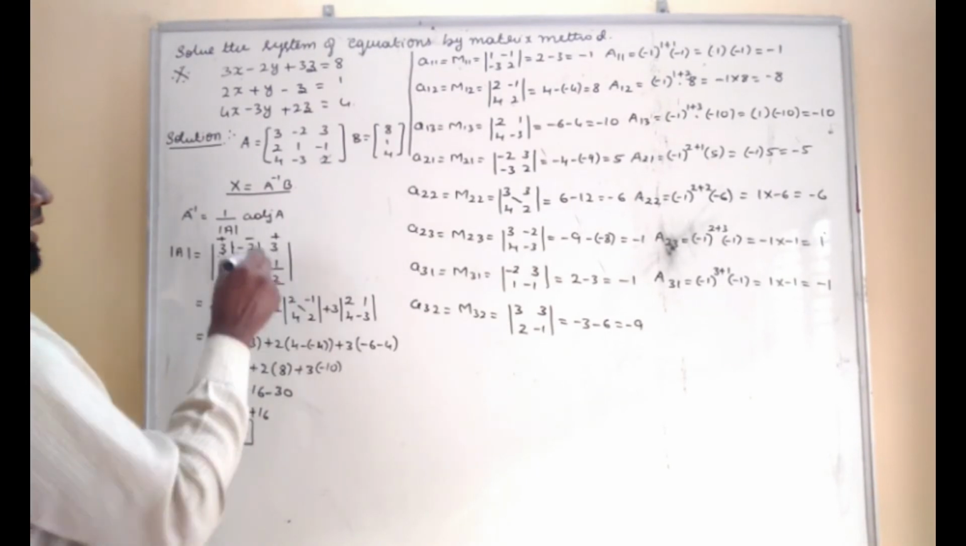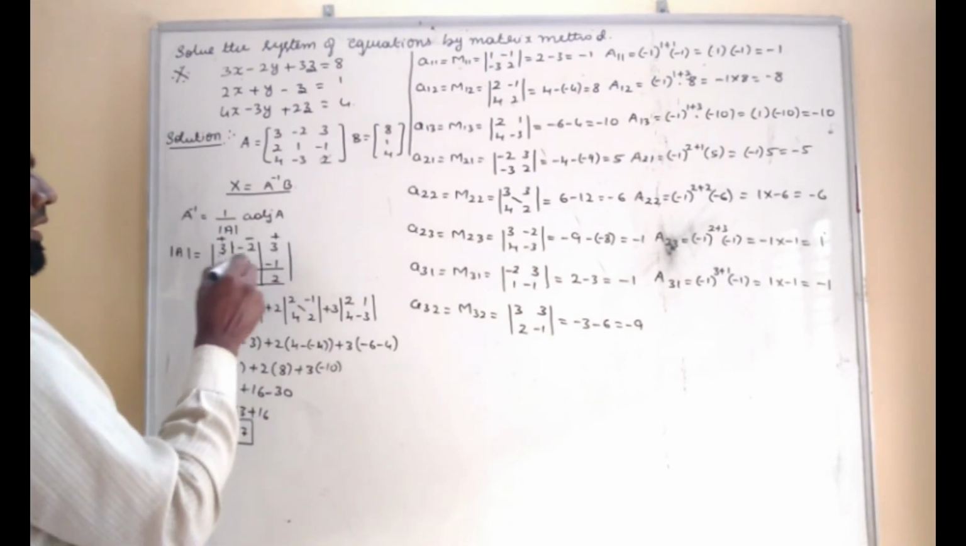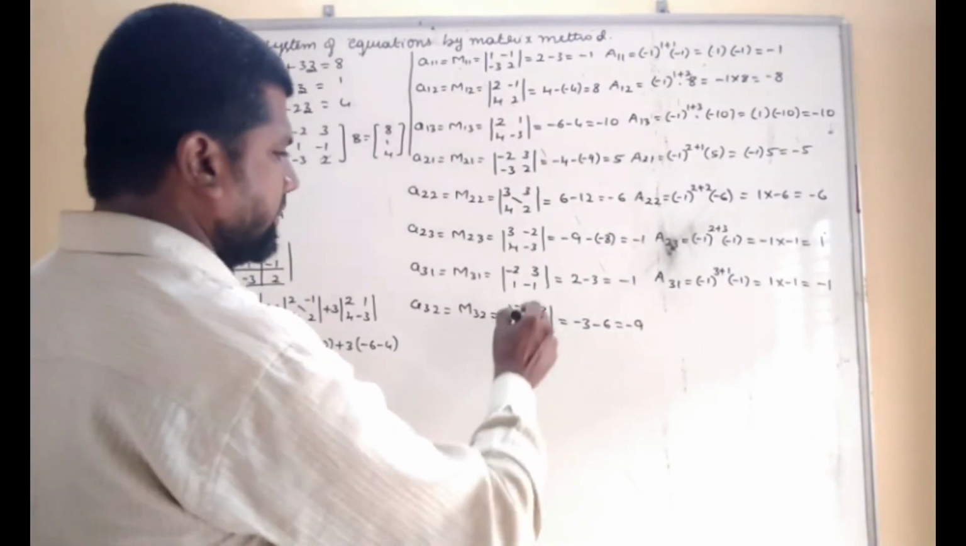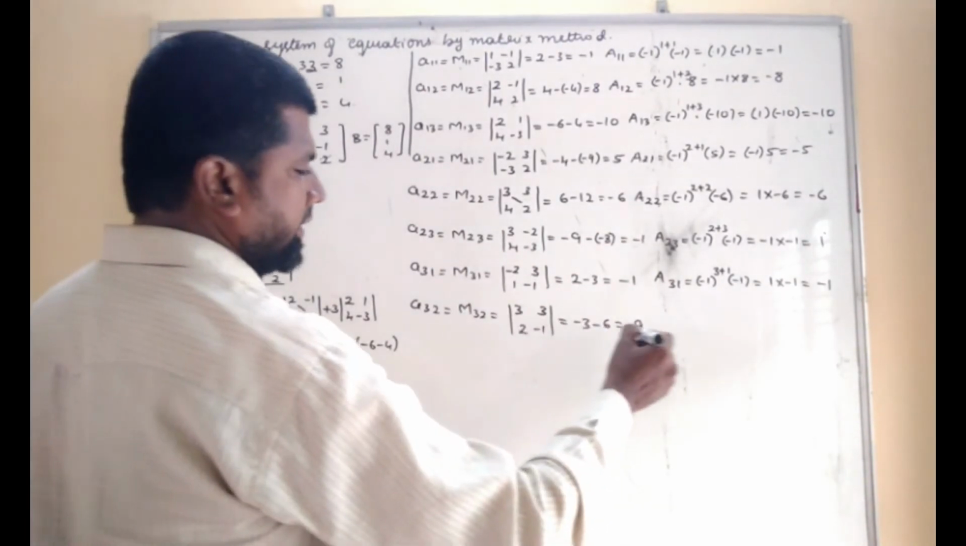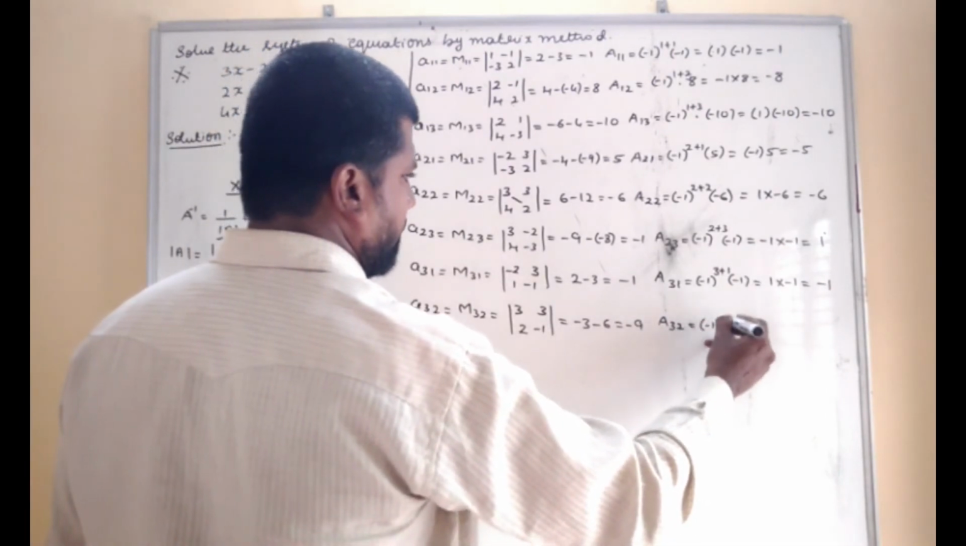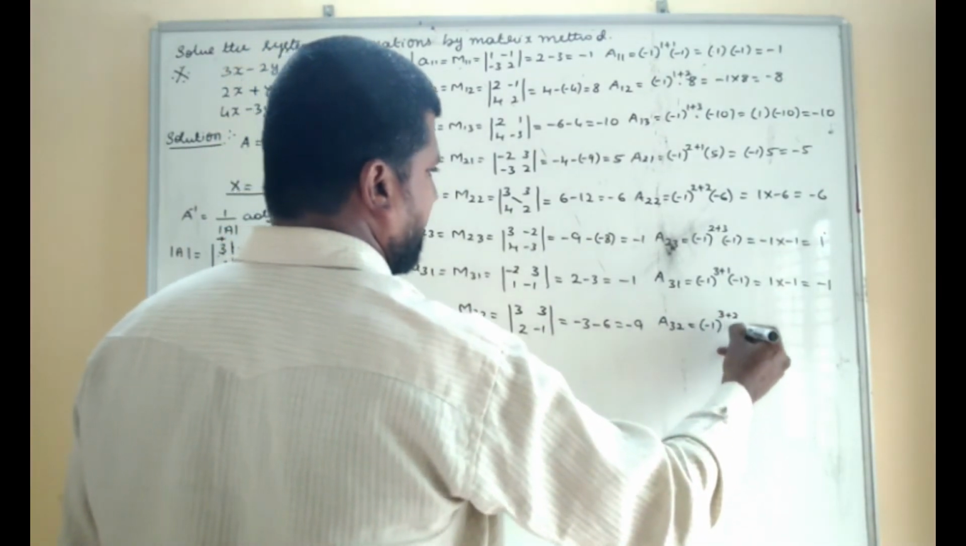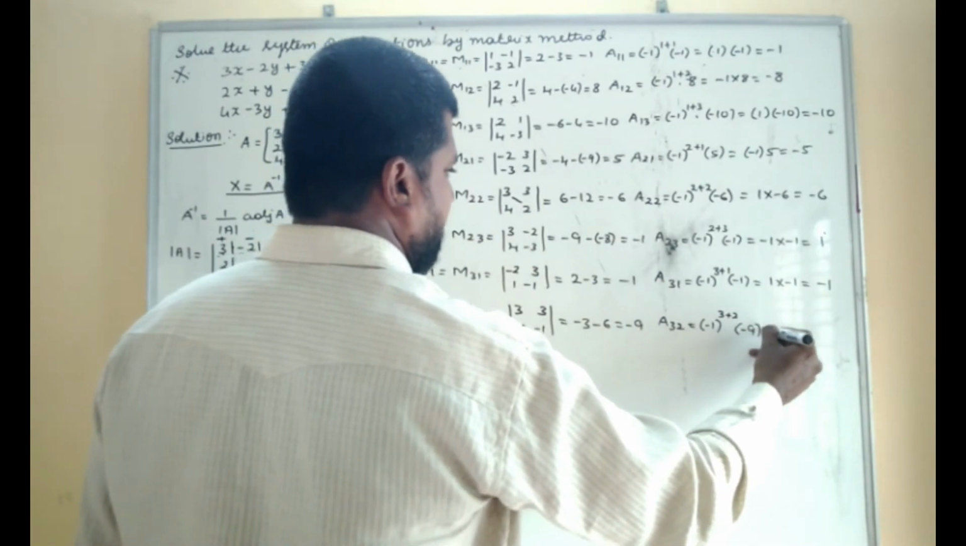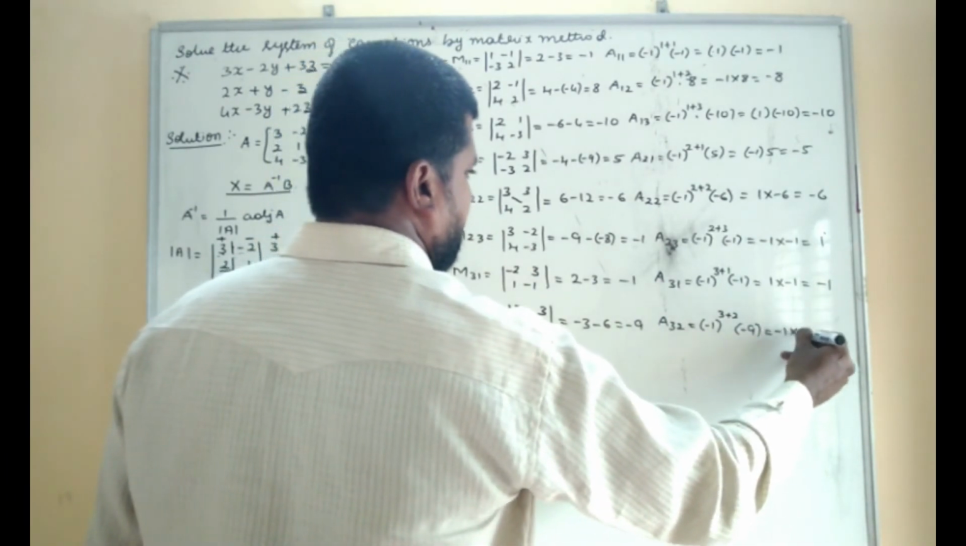So third row and the second column, 3 minus 6. So A32 is equal to minus 1 whole to the power of 3 plus 2 into minus 9, that is equal to minus 1 into minus 9, which is equal to 9.